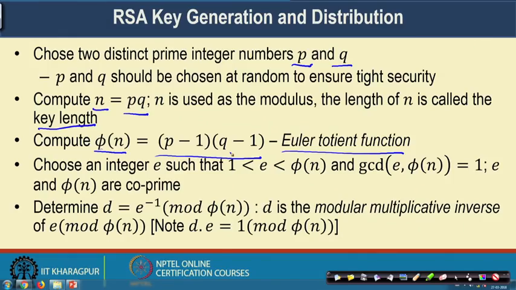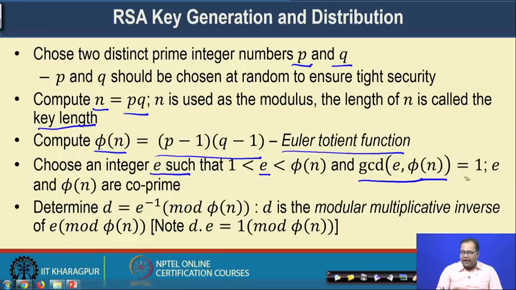Now, you have to choose an integer e such that e lies between 1 and phi(n), and GCD of e and phi(n) is equal to 1. That means e and phi(n) are co-prime to each other. Once you have found this value of e, you determine the value of d, which is e inverse mod phi(n). Here, d is the modular multiplicative inverse of e mod phi(n). You can see that d times e is equal to 1 mod phi(n). That way you have the values of d, e and n.